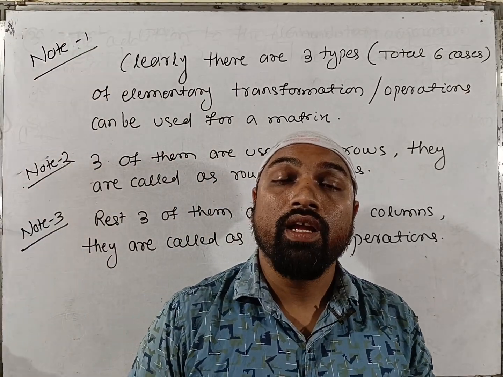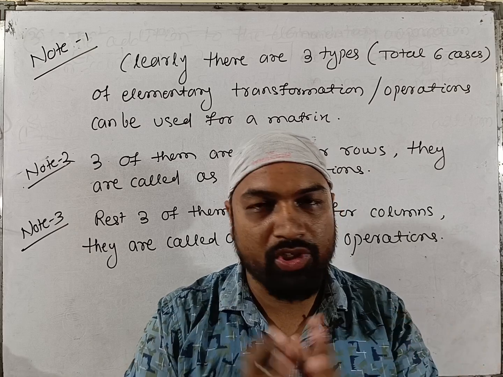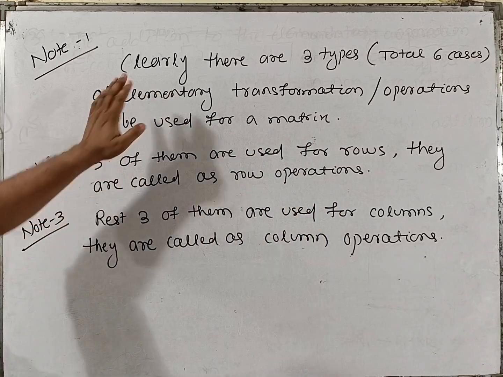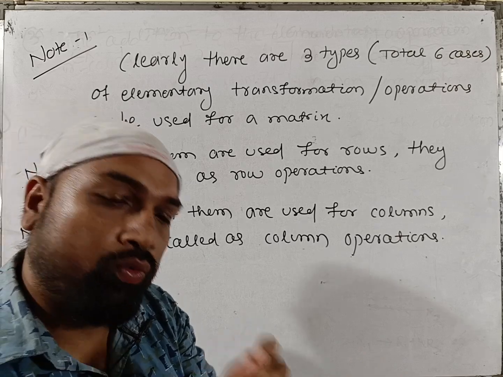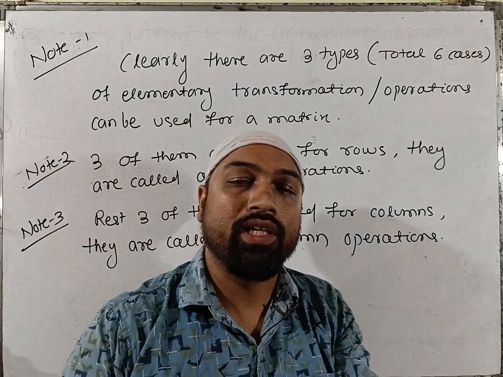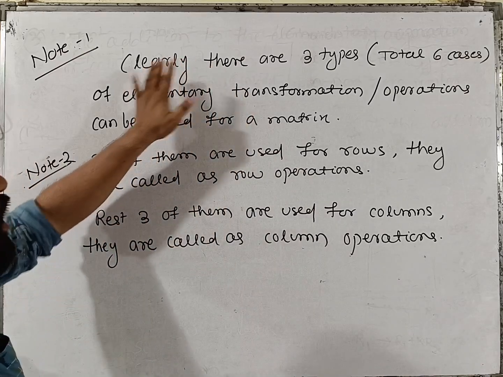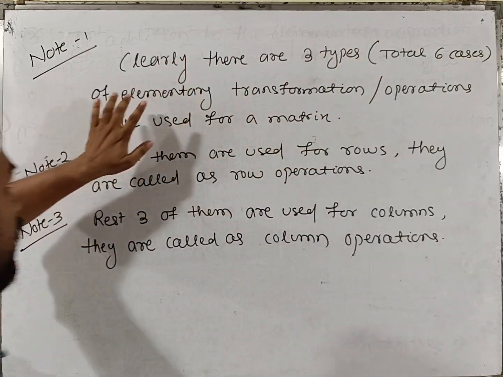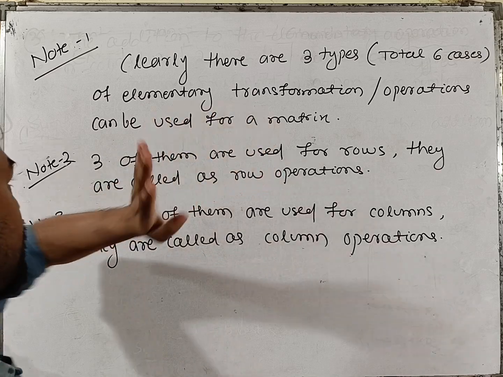So finally, you will get three important notes from the elementary transformation method. The first one is that clearly there are three types but a total of 6 cases, because any one type contains two cases: one is the row case, another is the column case. So there are three types, total 6 cases of elementary transformations or operations that can be used for a matrix.